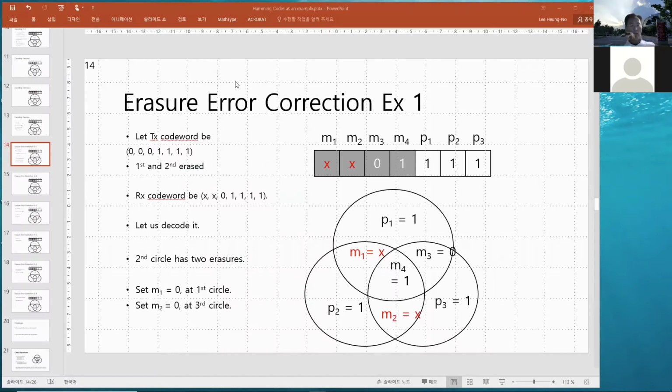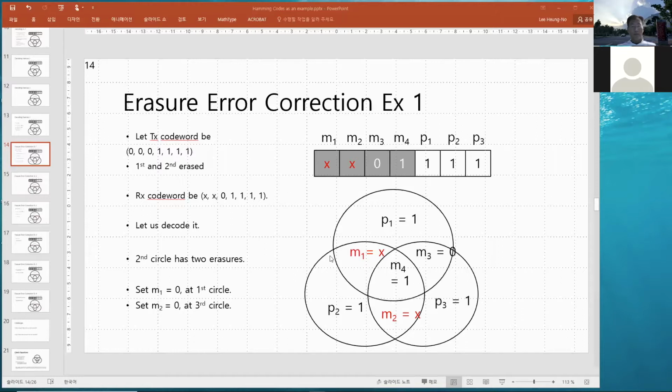Here I want to talk about erasure error correction. So this is exercise number 1. Let the transmitted code word be 0001111. You can check that this is a code word using the relation, and assume that first and second bits were erased. So these are XX. So you don't know what they are. They are erased. And let us decode it.